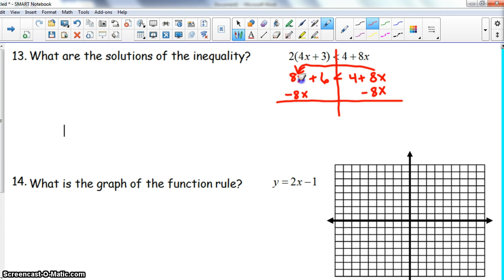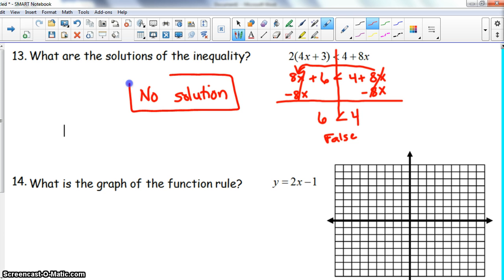And when I do that, my variables cancel on both sides, and I'm just left with 6 is less than 4. And anytime your variables cancel on both sides, whether it's an inequality or an equation, you have to check to see if this is a true or a false statement, because your answer is either going to be infinitely many solutions or no solution. And so, is 6 less than 4? That is a false statement, and because it's a false statement, there is no solution to this inequality.